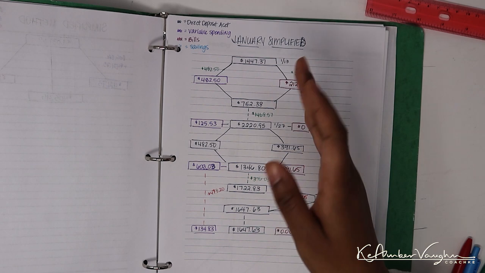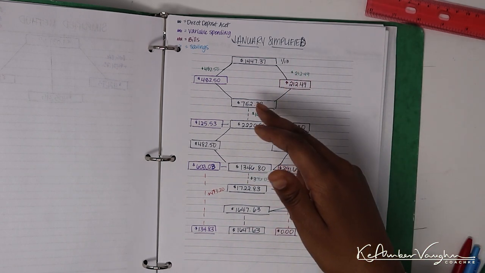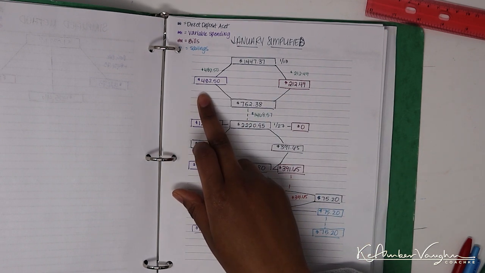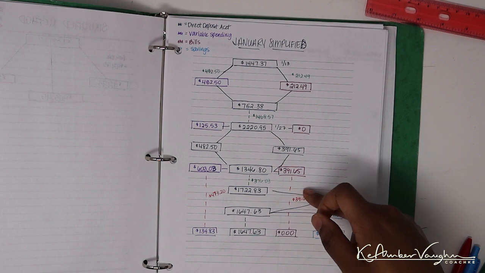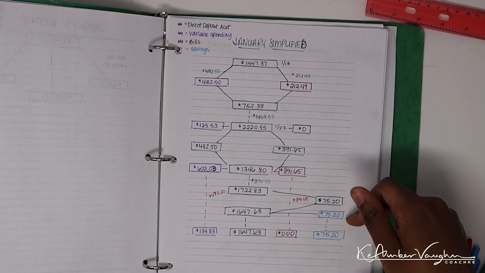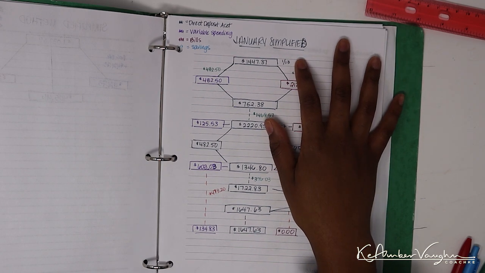Dark blue is the direct deposit account. That's self-explanatory. That's where all of your direct deposits or payments will go. Purple is my everyday spending account, where I pay for my variable expenses out of. This pink is the account that's specifically for bills, and this light blue is going to be savings.